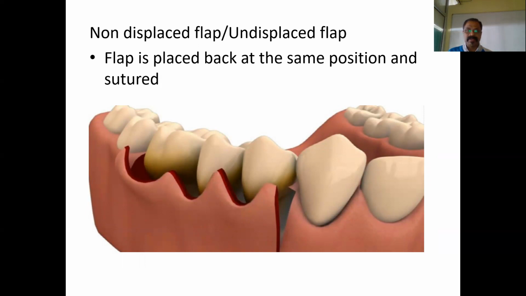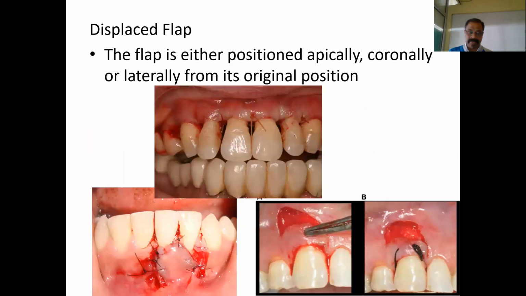Okay. The second category of this type is a displaced flap, just the opposite. That means you're going to give incision, raise the flap, and do a root debridement.